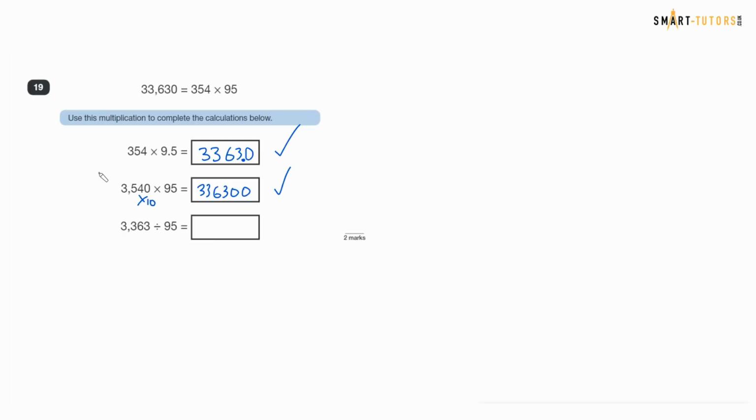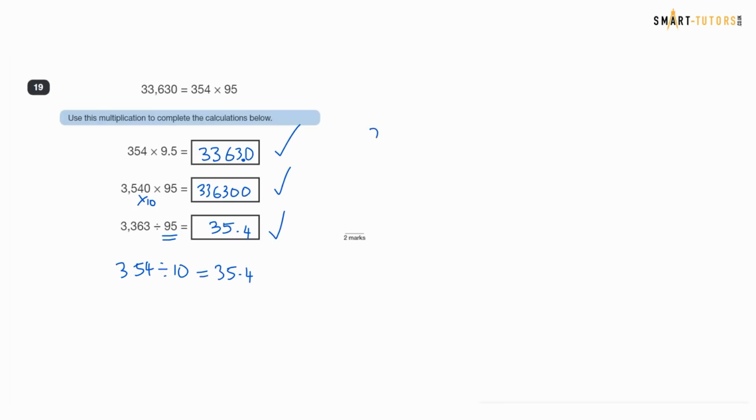And you have to do 3,363 divided by 95. So that means the answer, you just take out the 0, divided by 95 equals 354 times 10. Divide by 10 again. You have to divide it by 100. That means 354 divided by 10 equals 35.4. Well done. So let me add something on this one.